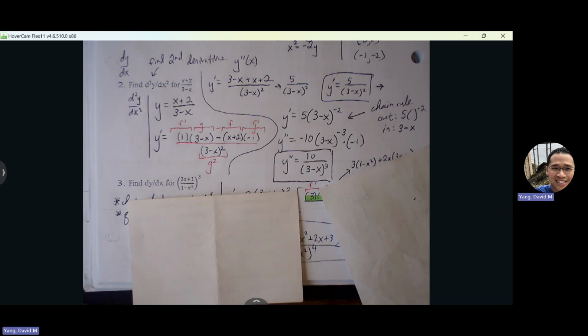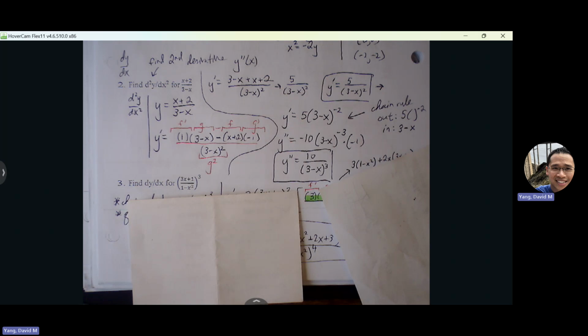All right, number 3, we have find the derivative for (3x plus 1) all over (1 minus x squared), all raised to the third power. What's involved here? We want to find the derivative. Quotient and chain. Okay, which one comes first?